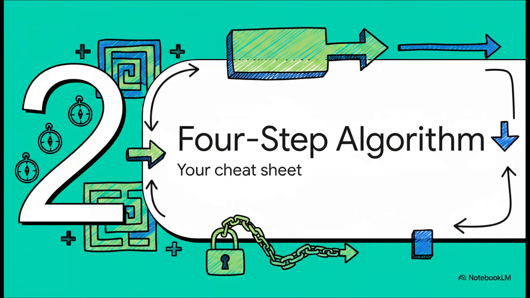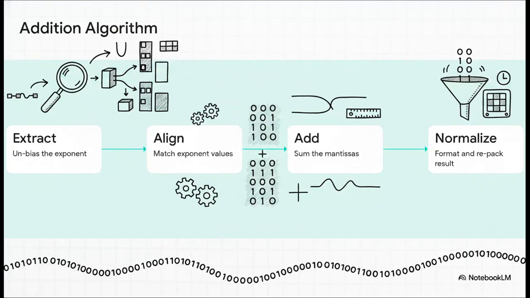Moving on to Section 2, the four-step algorithm. To avoid getting completely lost in the weeds during a stressful exam, I want you to memorize this four-step flowchart. It's your unbreakable sequence, your ultimate algorithmic cheat sheet.